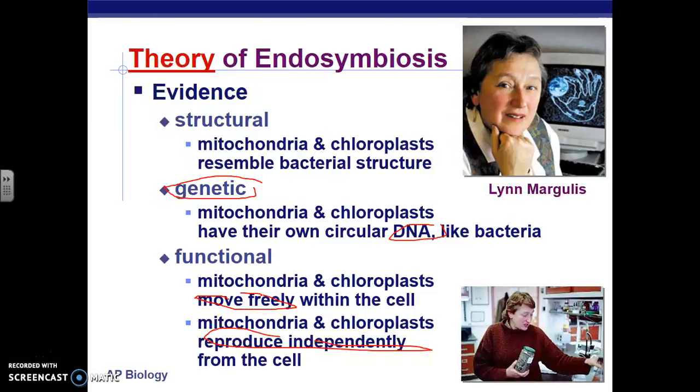All those forms of evidence support the idea that mitochondria and chloroplasts were once free living organisms that were engulfed and became part of a eukaryotic cell. And again, this theory, which was founded by this woman, Lynn Margulis, is known as the theory of endosymbiosis.